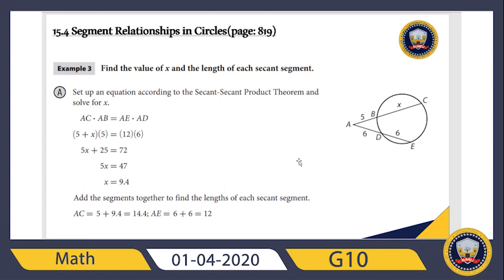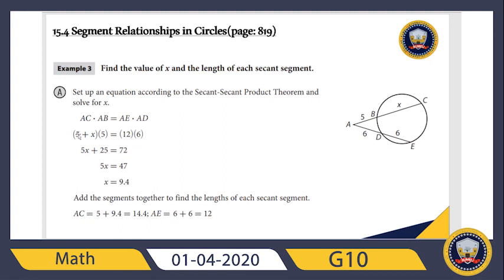So the secant theorem says total AC multiplied by the external AB equals the total AE multiplied by the external AD. That's what I did here. Now, what is AC? AC is 5 plus x. What is AB? The external is just 5. Now, what is AE? It is 6 plus 6, which is 12. What is AD? It is 6.